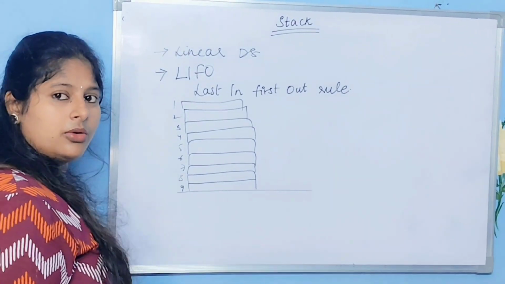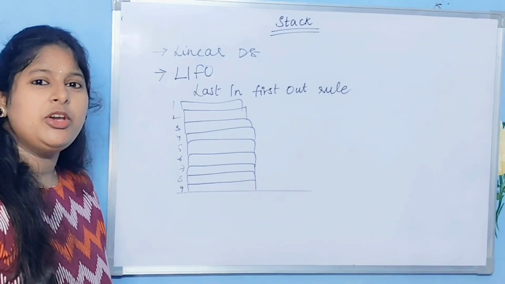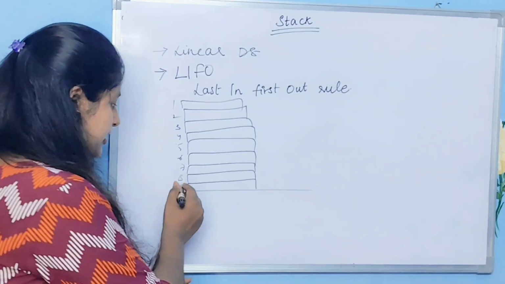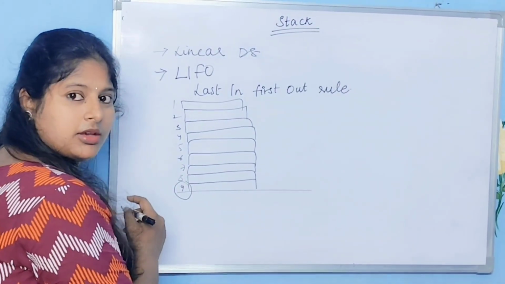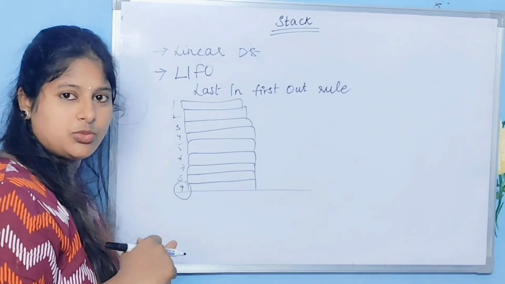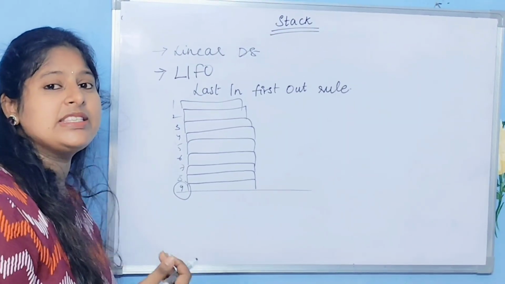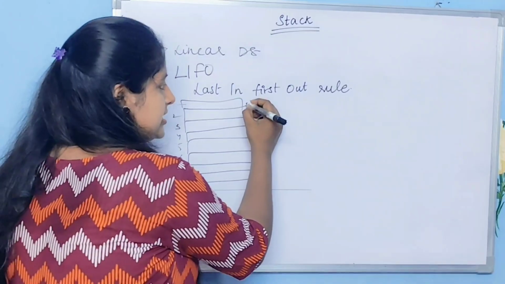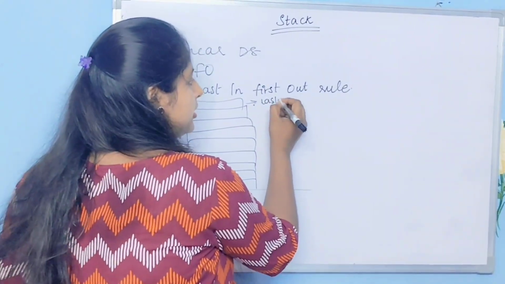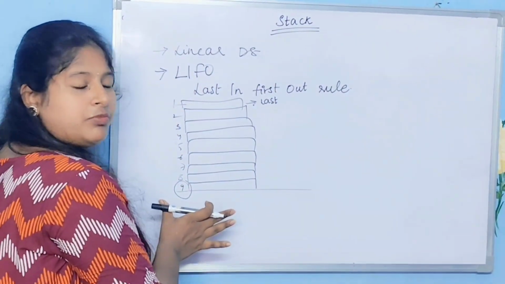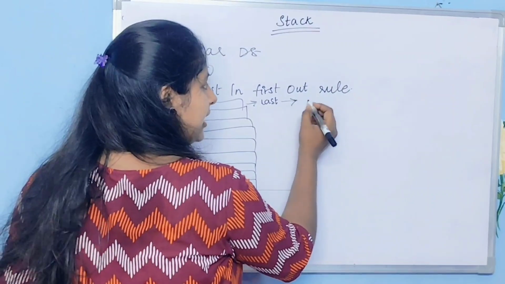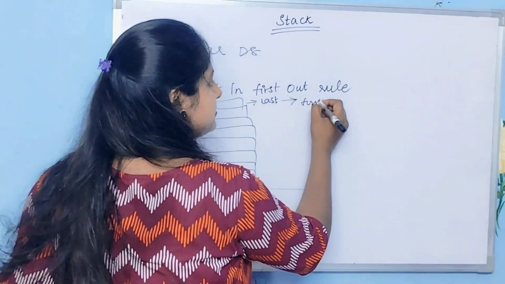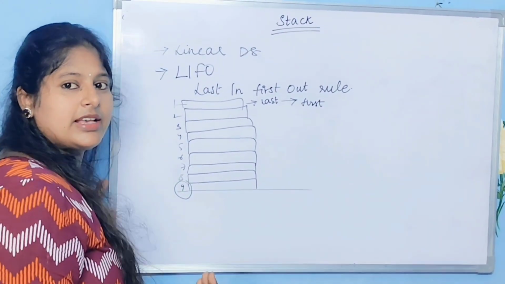So now tell me who placed the book on the table first? This 9th person, right? Okay. So I'm taking books and collecting each book. Which book will be easily accessible to me? This one, right? That means this has entered into the row, okay, last, but it comes out first. This is called last in first out.